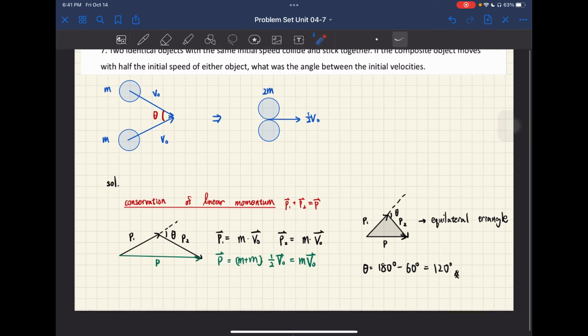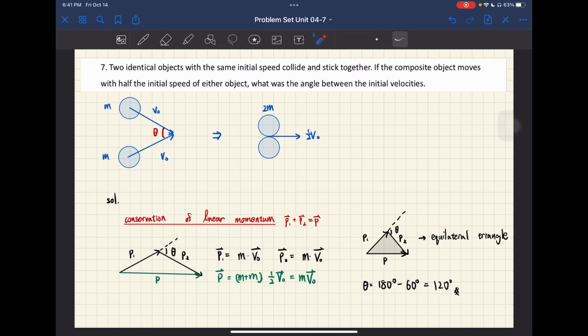Because the lengths of P1, P2 and P are equal, we know that the triangle enclosed by P1, P2 and P is an equilateral triangle. So we know this theta. Each angle in the triangle should be 60 degrees, and we can further know that theta is 180 degrees minus 60 degrees, which equals 120 degrees.